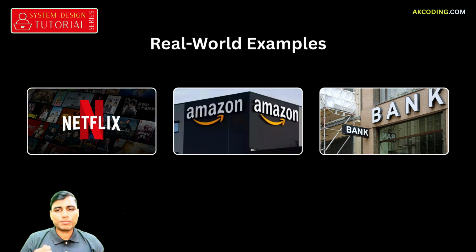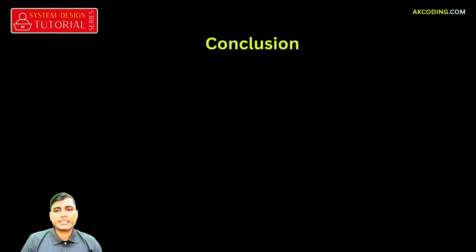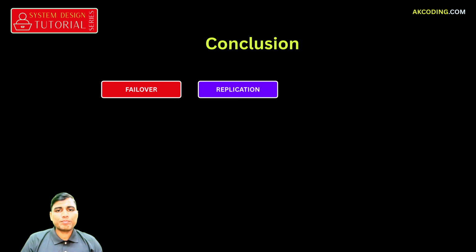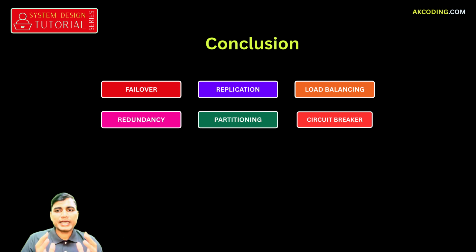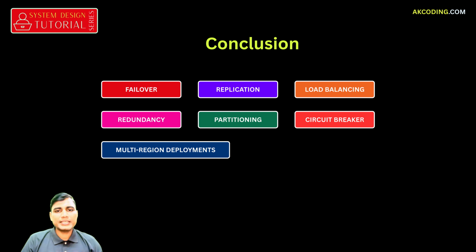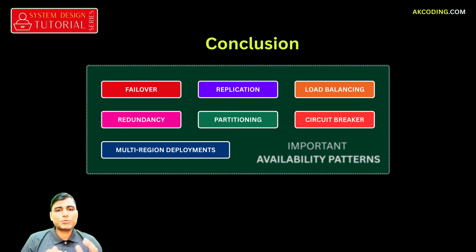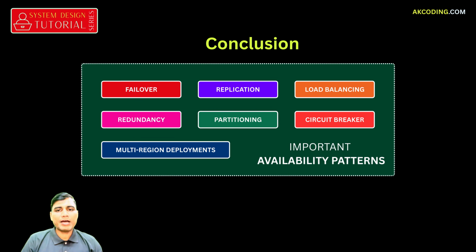That is awesome, right? So, to recap, the most important availability patterns in system design are failover, replication, load balancing, redundancy, partitioning, circuit breaker and multi-region deployment. These patterns are the fundamentals of highly available, resilient systems that you can use every single day.